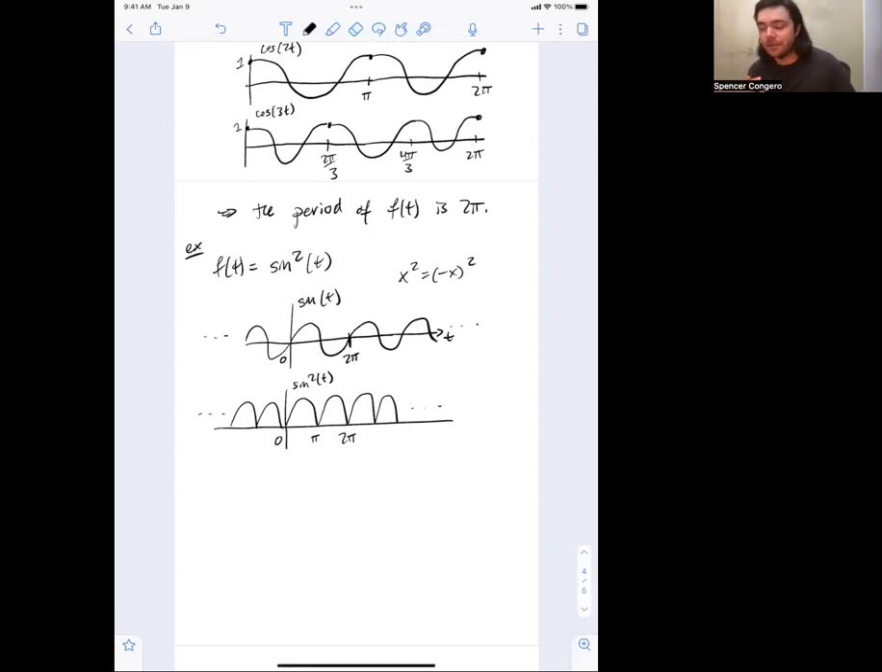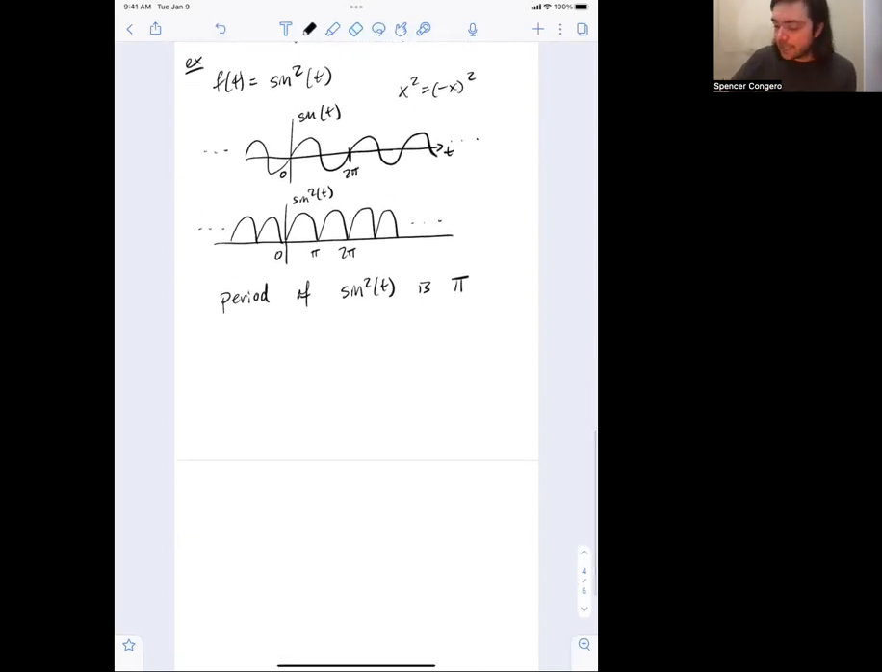Shifting by 2 pi also gives me the same function, but since shifting by pi gives me the same function, and the period should be the smallest amount I can shift to get the same function, this shows that the period of sine squared of t is actually pi, not 2 pi. So the point of this example is that when you multiply sinusoids, here we did sine squared, you've got to be careful. Adding and multiplying sinusoids gives possibly very different results.